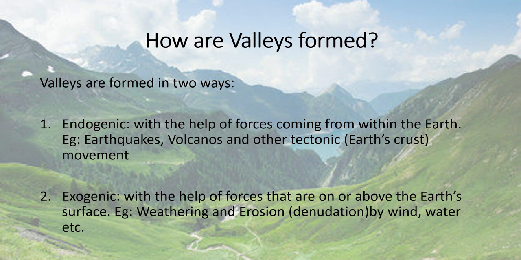So endogenic forces, as you may have guessed, are earthquakes, volcanoes, and other tectonic movements, when the earth's crust moves. And exogenic is when outside forces act on mountains, like snow or water or wind. These processes are called weathering and erosion.